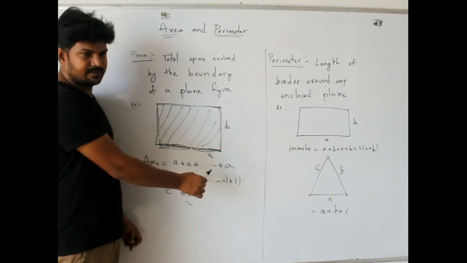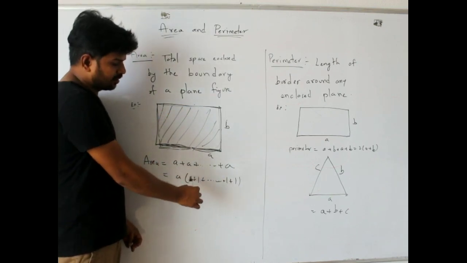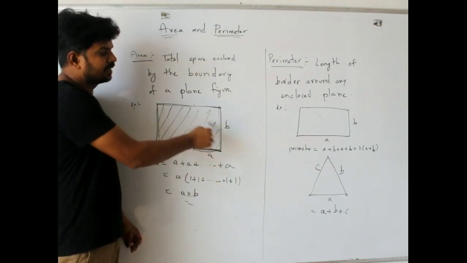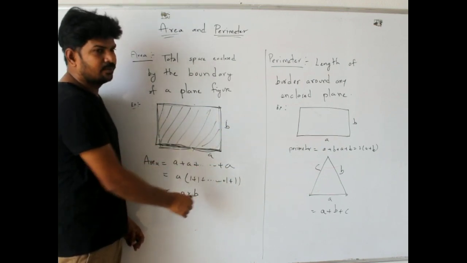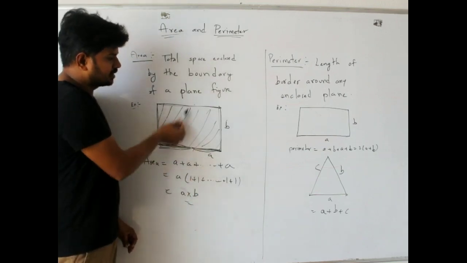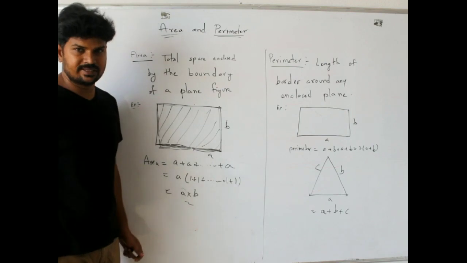So that is like this. How many A's are here? If you take A common, it is 1 plus 1 plus 1 plus... How many ones are there? It has to cover B times. That is A into B times. So an A-length scale covering B times will give you this space. That is the interpretation of this.